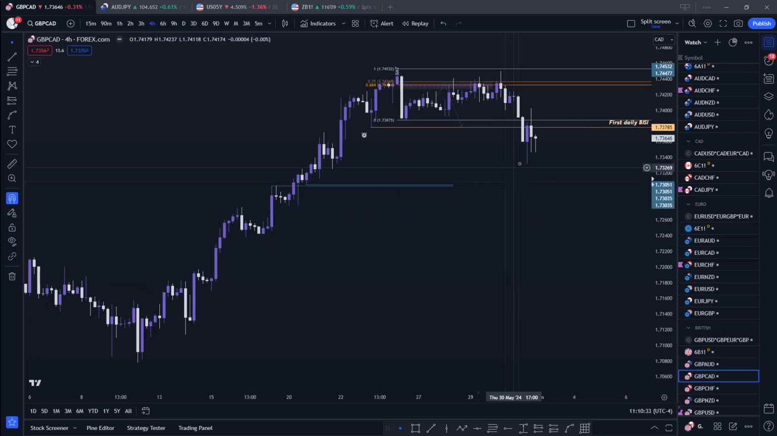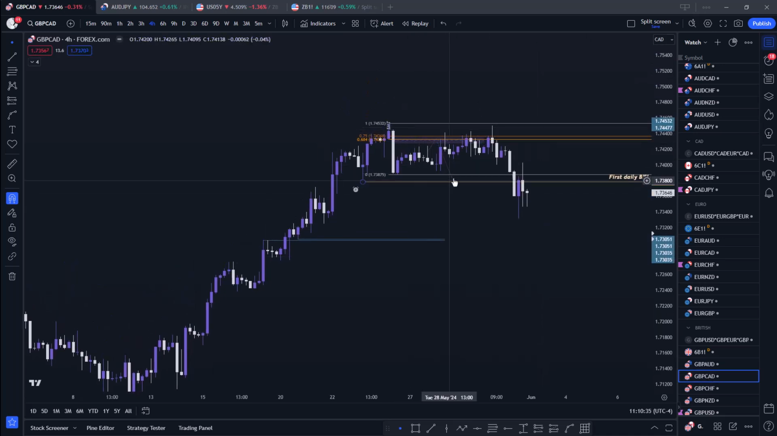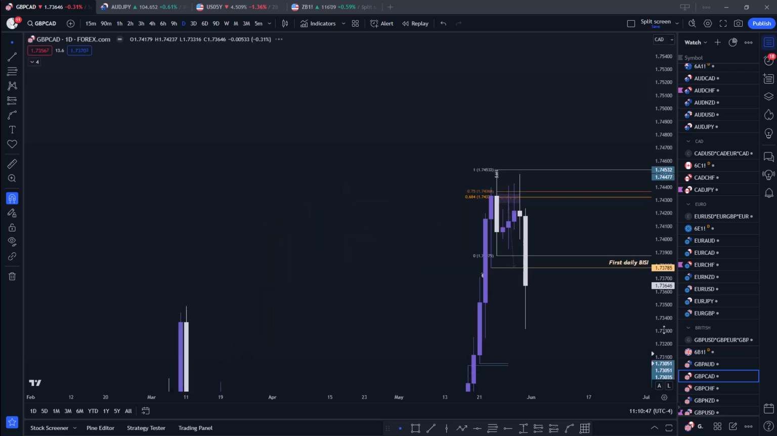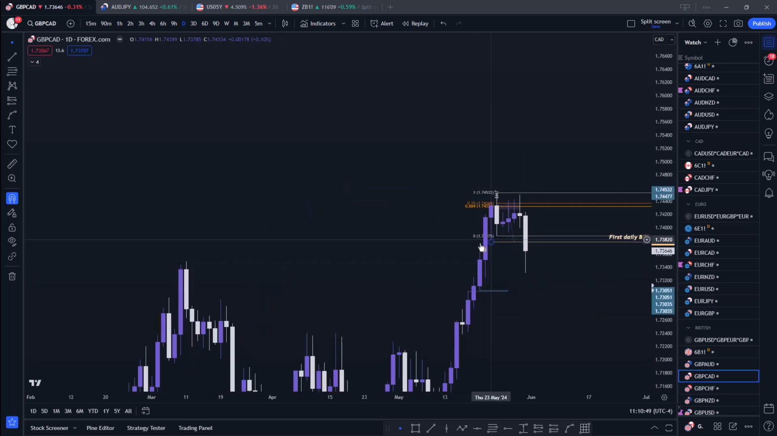GBP CAD, also messy. I saw this last week. It was my only trade directional bias or idea for last week, an OTE entry from the order block. Traded now into the daily fair value gap. The daily fair value gap is right there, but it's been disrespected. Let's clear up all this mess.